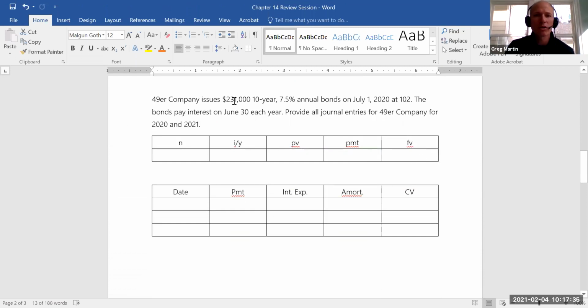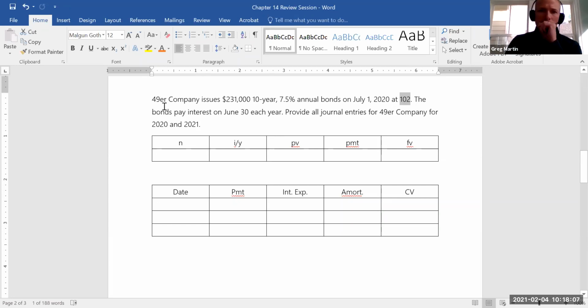So this is a bond. Company issues $231,000, 10-year, 7.5% annual bonds. They issue them on July 1st, 2020, and they're issued at 102. And if you remember, that's the percent of the par value. So it means they're issued at a premium. The bonds pay interest on June 30th. Provide all journal entries for 2020 and 2021. Again, we're doing a longer problem here. This kind of problem will be broken up into many pieces on a test. And so you wouldn't have it all in one. But we do need to figure some things out here.